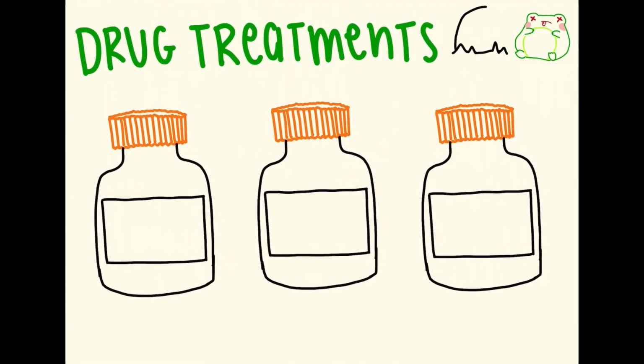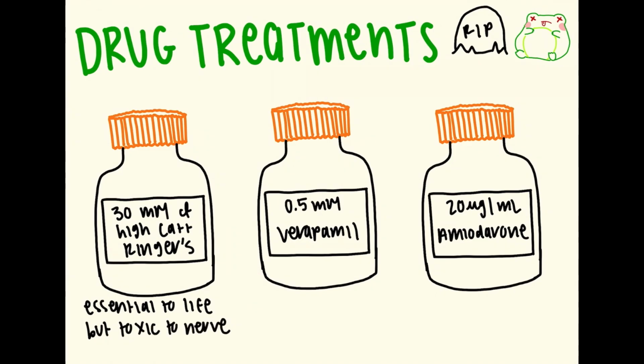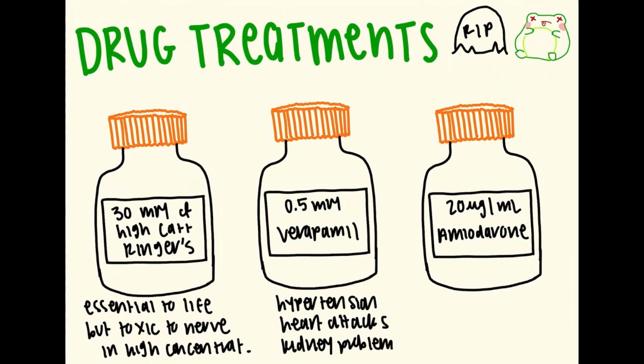3 different drug treatments were used on the frog sciatic nerve. 30 millimolar of high calcium ringer, 0.5 millimolar of Verapamil, and 20 micrograms per milliliter of Amiodarone were used. High calcium ringer is a sodium channel blocker that's proven to be essential to life but is toxic to the sciatic nerve in high concentration. Verapamil is a calcium channel blocker that's proven to cure hypertension, heart attacks, and help with kidney problems. Amiodarone is a multiple ion blocker that treats cardiac arrest and arrhythmias.